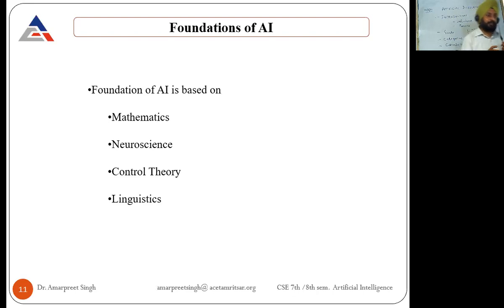Linguistics means languages. Languages play an important role, because whatever we perceive and whatever we want to communicate, either through text or through visuals or through videos, we have to speak something, we have to write something, and it is only through language, and most importantly the natural language. So natural languages are very important. Therefore linguistics is a foundation of AI. Next.